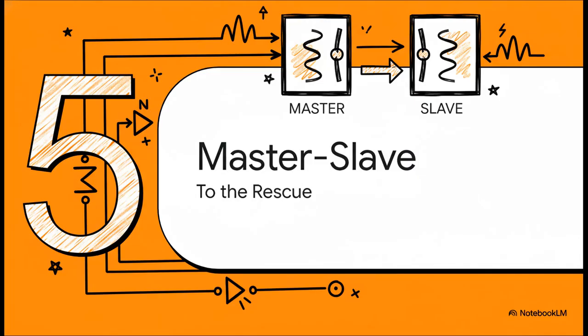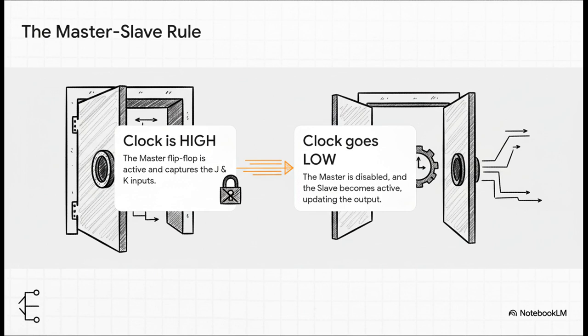This was a huge problem, and the solution that finally tamed the JK flip-flop is honestly one of the most clever designs in all of digital electronics: the master-slave configuration. The whole thing is a two-step system. The best way to think about it is like a secure airlock with 2 doors. Okay, so when the clock signal goes high, the first door opens. The master flip-flop inside looks at the inputs and figures out what it's supposed to do. But, and this is key, that second door, the one to the final output, stays locked.